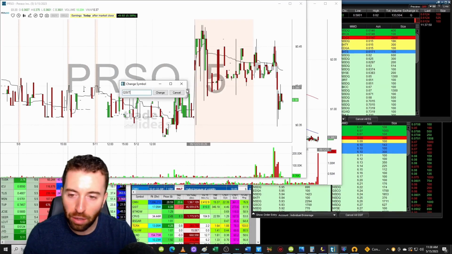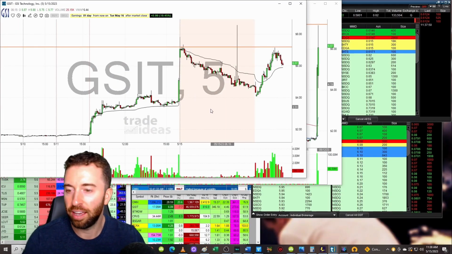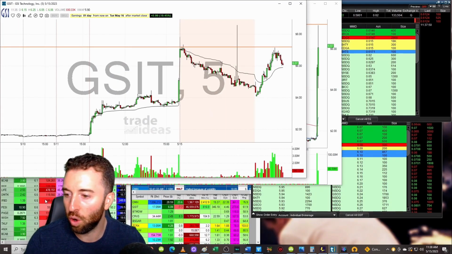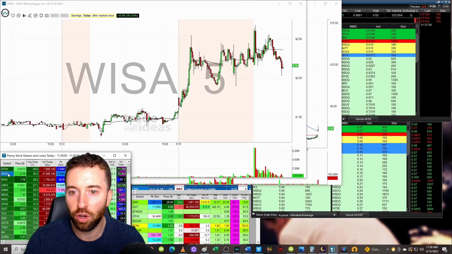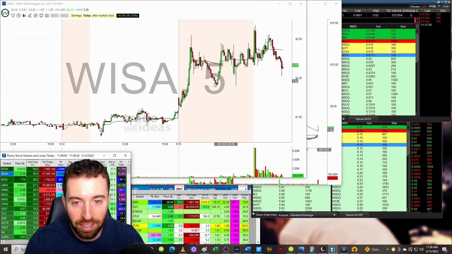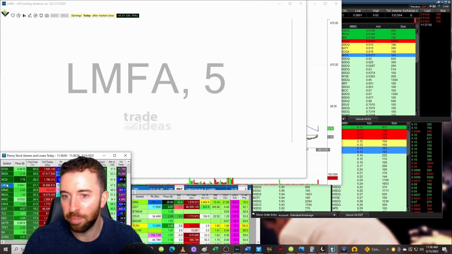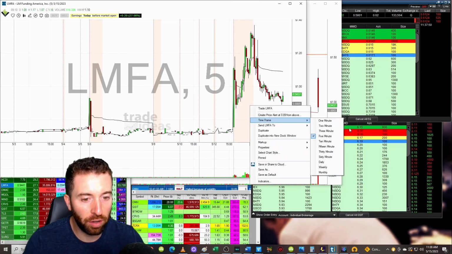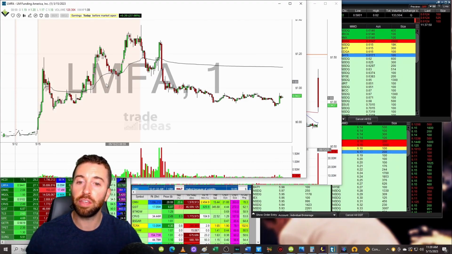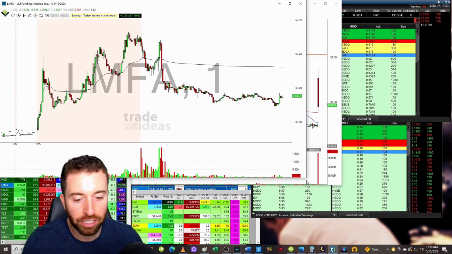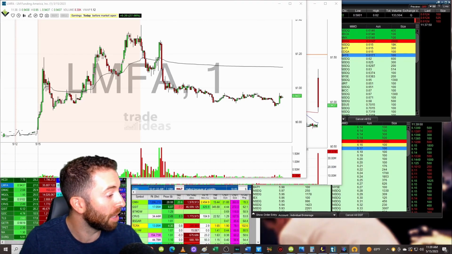So you want to know what a healthy stock looks like. This is what a healthy stock looks like. When you take a look over on GSIT, that's a very healthy play at this moment. We could take a look over on WISA. This is a healthy play at this time. We could take a look at LMFA. LMFA is a stock that came crashing on down, but at the same time, it's still a healthy play because it has volume, it has action, it has activity behind it, which is something that's very nice.